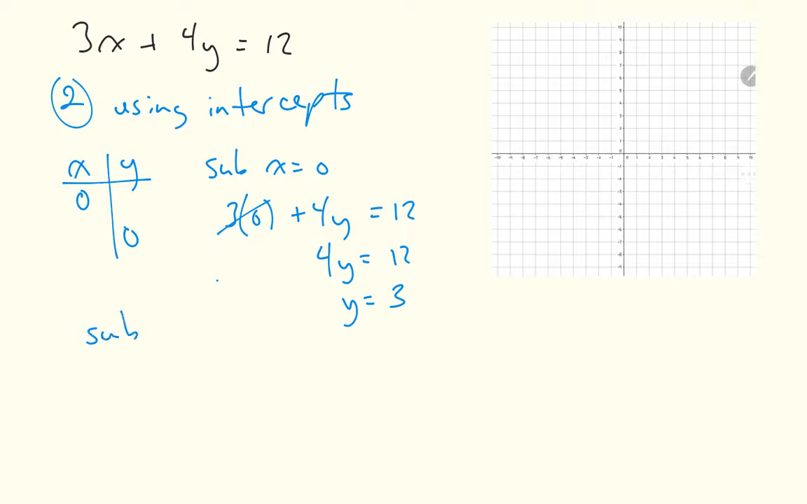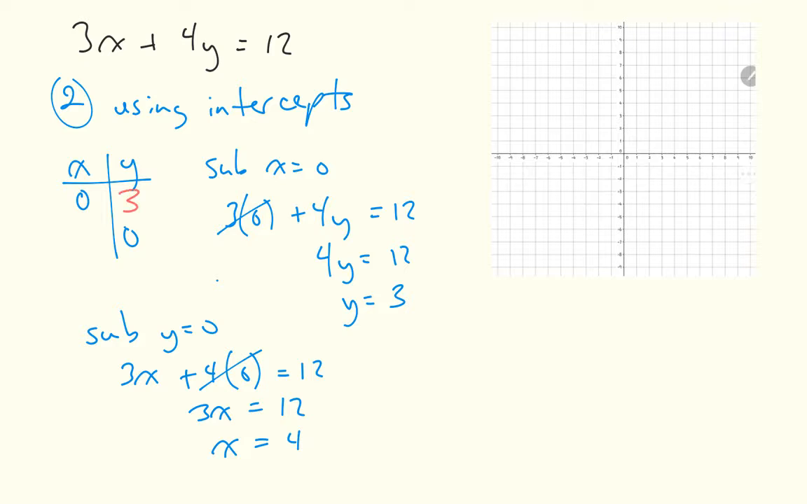And then I sub in y equals 0. And so I have 3x plus 4 times 0 equals 12. That, of course, goes to 0. 3x equals 12. And I divide both sides by 3, x equals 4. So when I subbed in x equals 0, I got that y equals 3. So I'll fill in that y. When I subbed in that y was 0, I get that x equals 4, and so I'll just fill in that x equals 4. And these two things mean, of course, that there's a coordinate (0, 3), and there's a coordinate (4, 0).